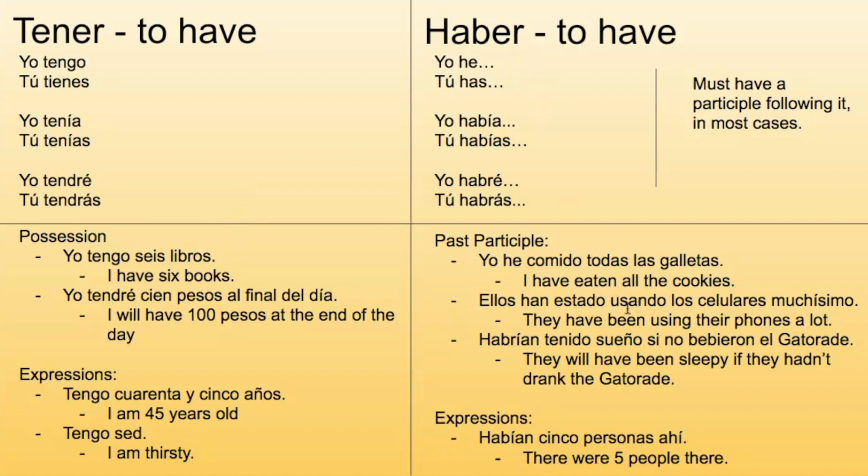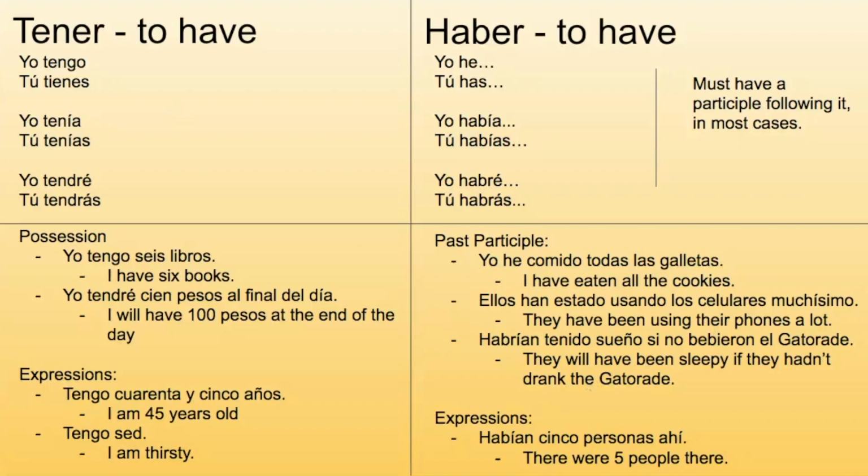And one more thing to add, you can use haber tenido. So for example, habrían tenido sueño si no bebieron el Gatorade. So they would have been sleepy. However, tener turns into the verb "to be" because it's an expression of tener. Si no bebieron el Gatorade, if they hadn't drunk the Gatorade.